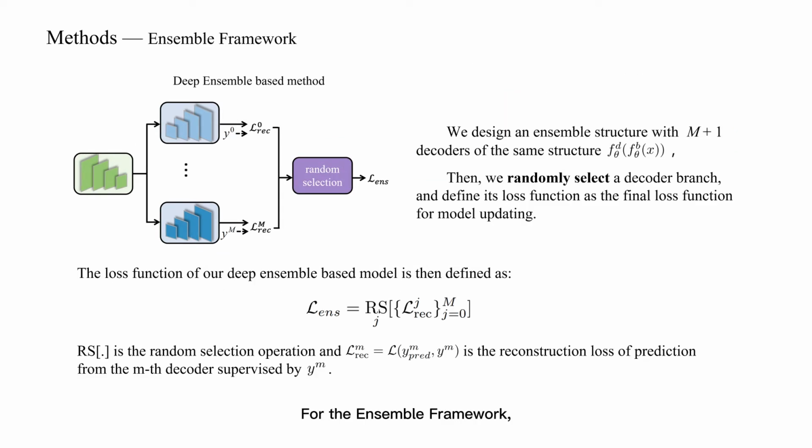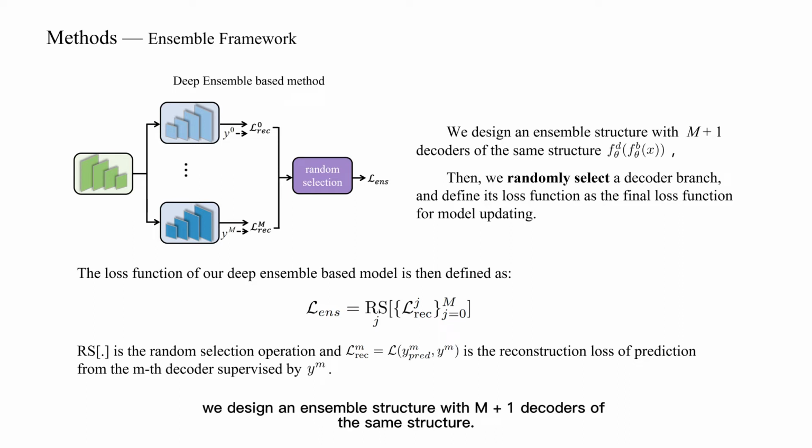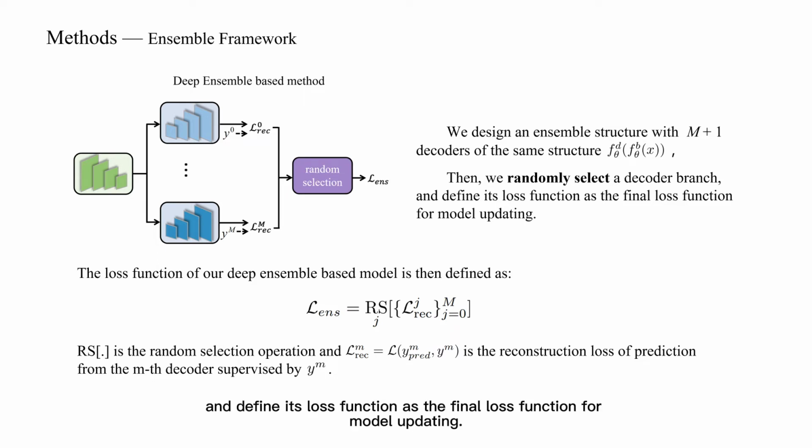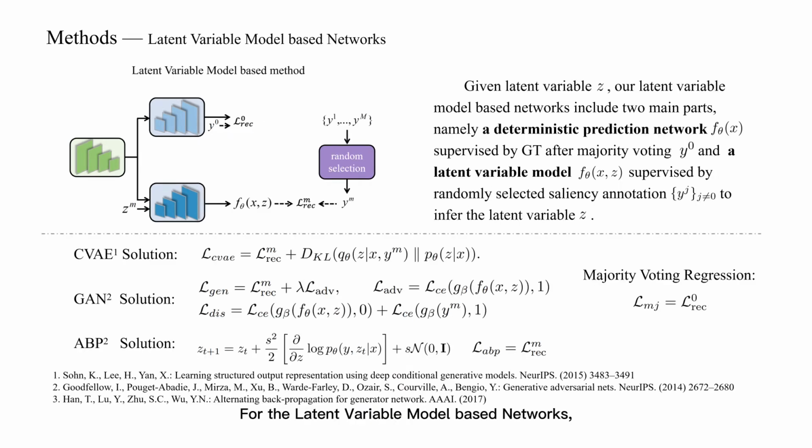For the ensemble framework, corresponding to M+1 saliency annotations, we design an ensemble structure with M+1 decoders of the same structure. Then, we randomly select a decoder branch and define its loss function as the final loss function for model updating. For the latent variable model-based networks, the encoder is the same as the ensemble framework, but the decoder is combined with latent variable to obtain the final prediction.